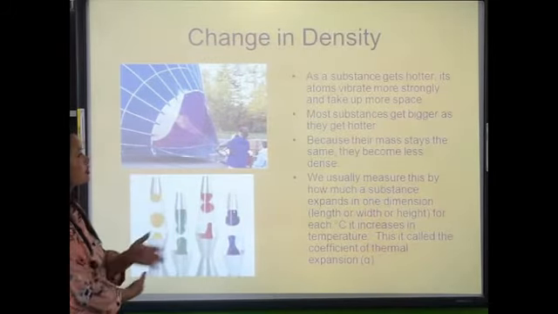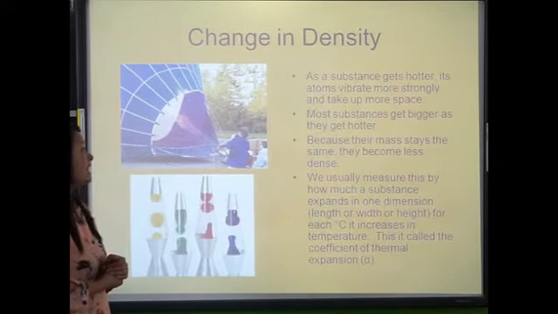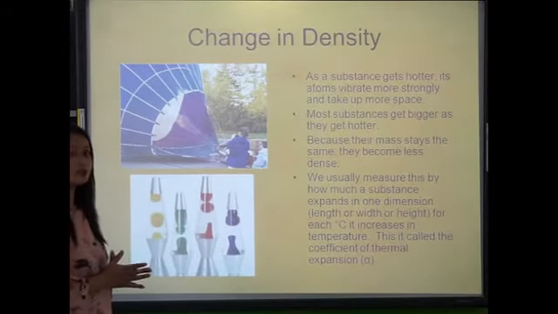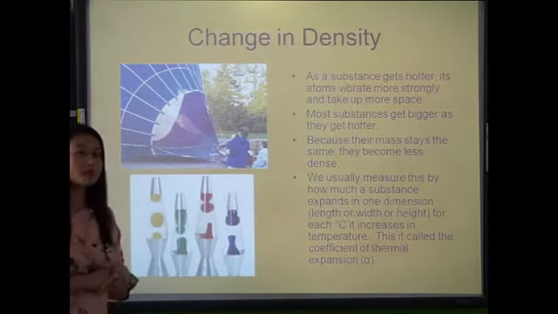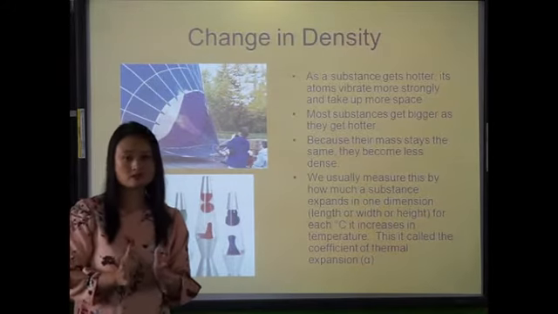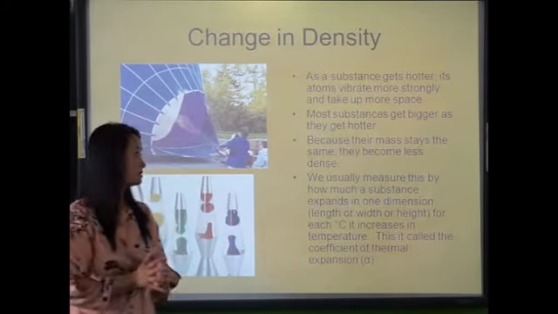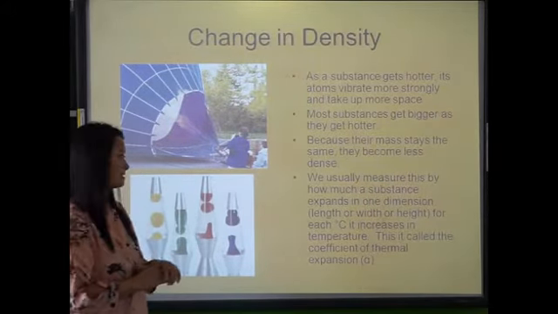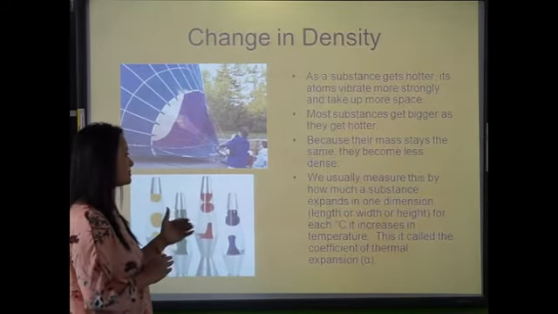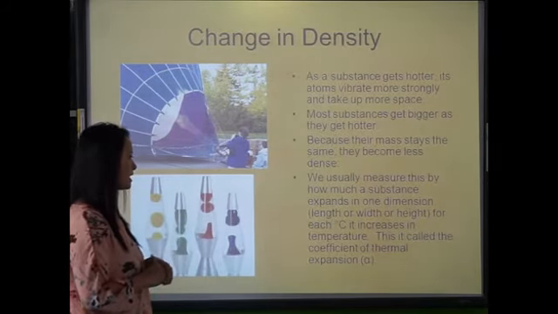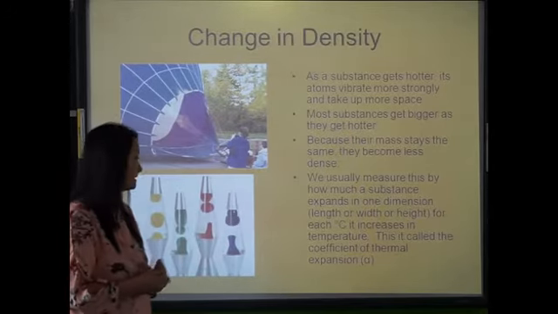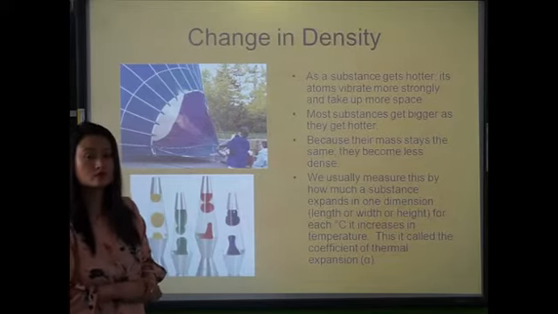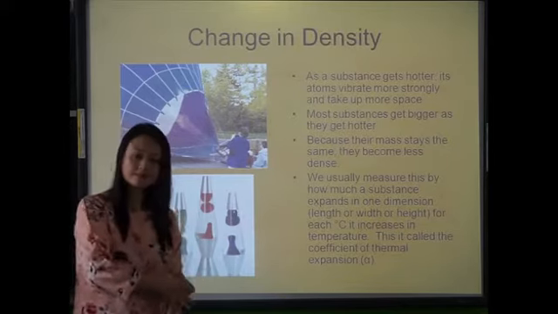As the substance gets hotter, its atoms vibrate more strongly and take up more space. Most substances get bigger as they get hotter. That's why we say heat causes expansion. Because their mass stays the same, they become less dense. We usually measure how much a substance expands in one dimension, that is length, width or height. This is called the coefficient of thermal expansion, which we will be learning later in the same chapter.